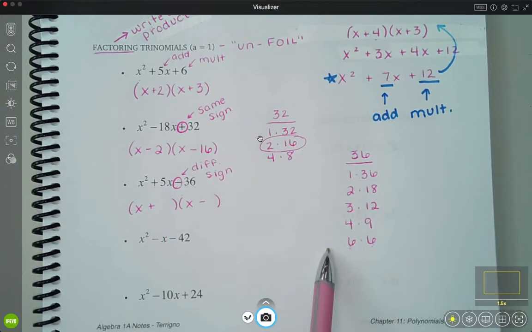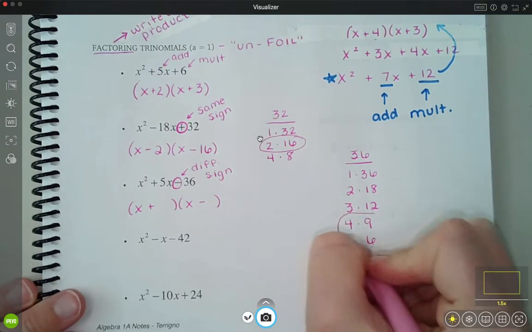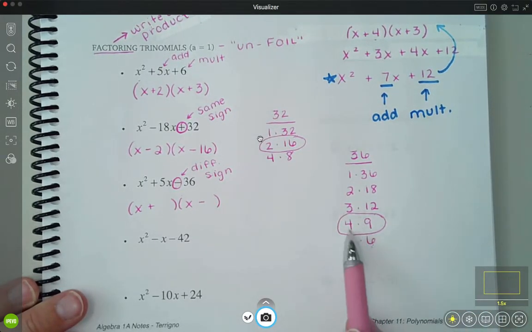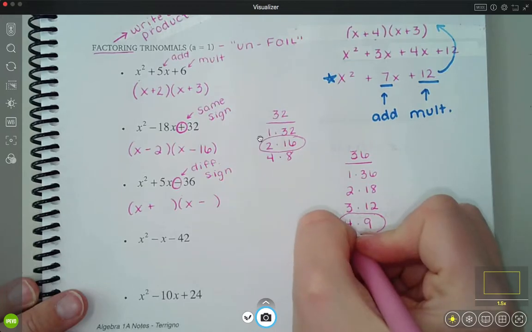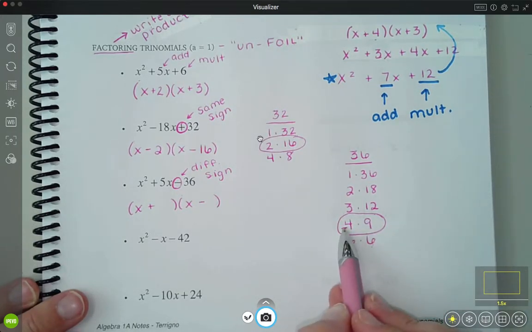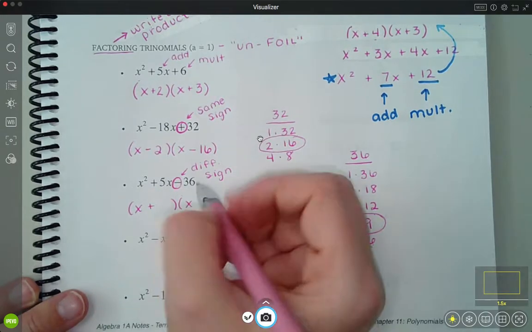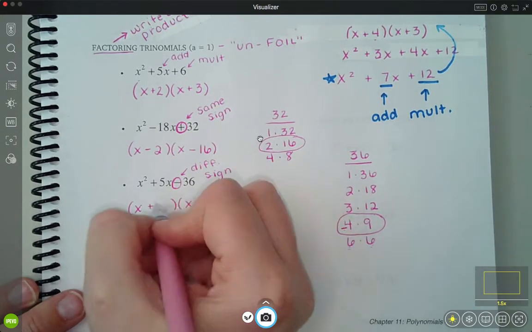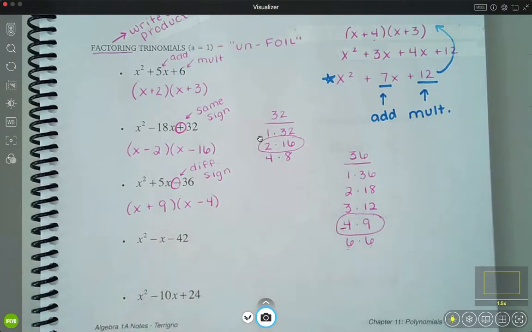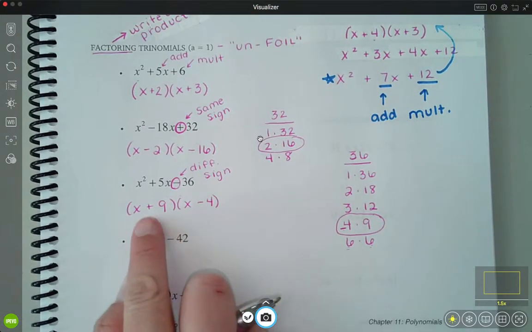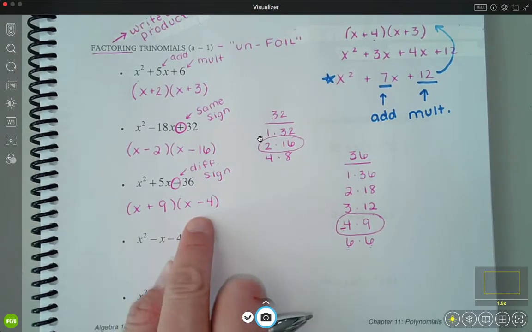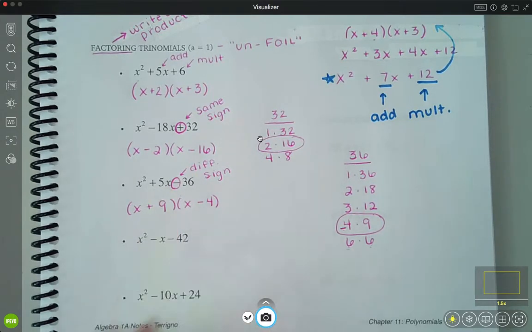So now, how could I possibly make a 5? Well, none of these add to 5 by themselves. But if you think about the 9 and the 4, if I make the 4 negative, then 9 and negative 4 make positive 5, which is what I wanted to have here. So I'm going to have x minus 4 and x plus 9. So when you're doing these ones, you do need to make sure that your plus and minus are in the right spot to make that number work out correctly in the middle.